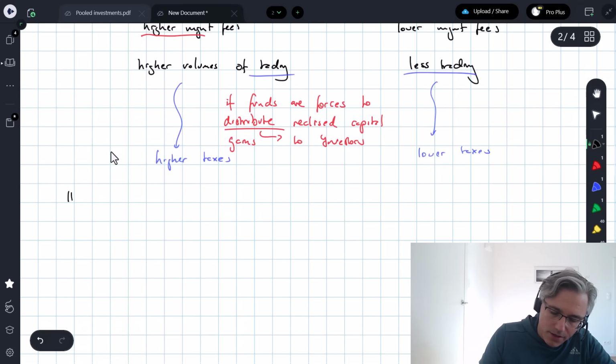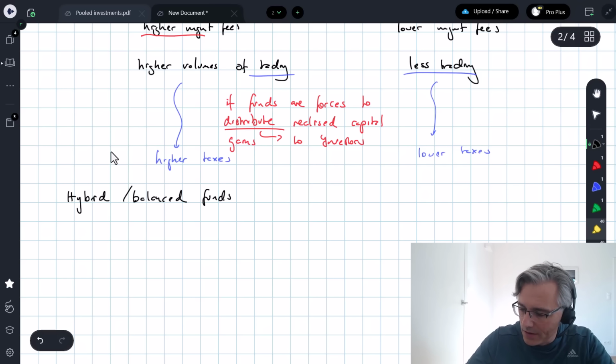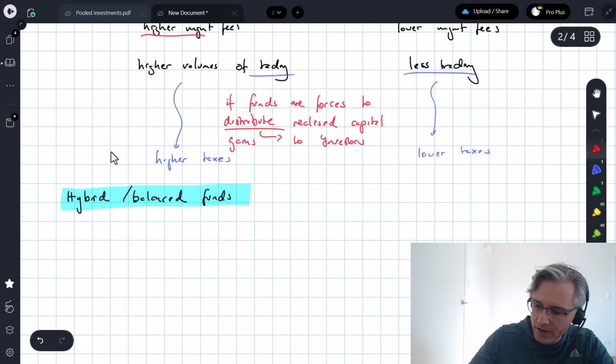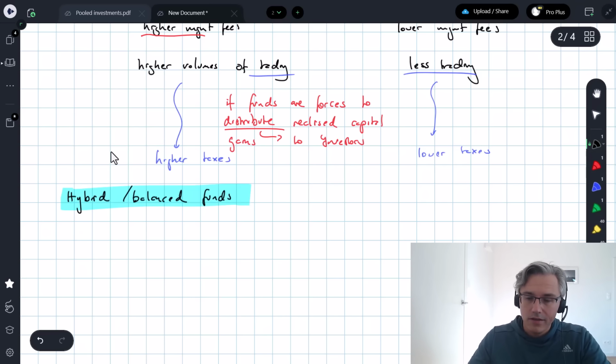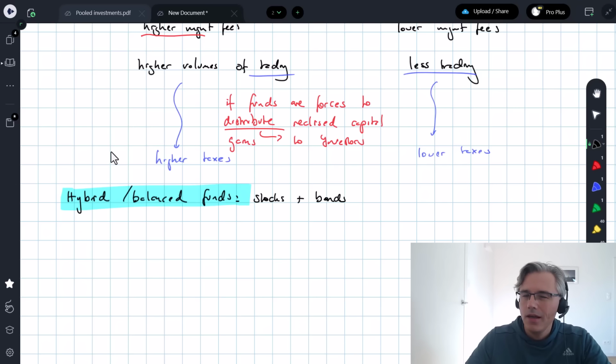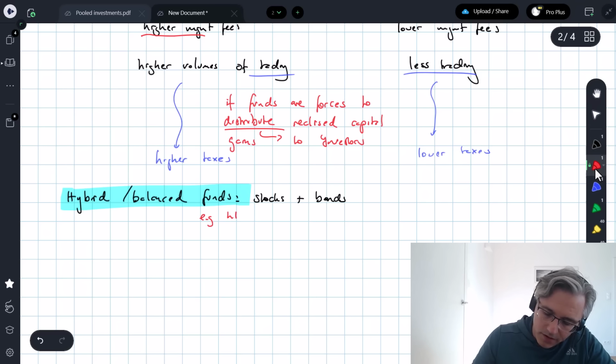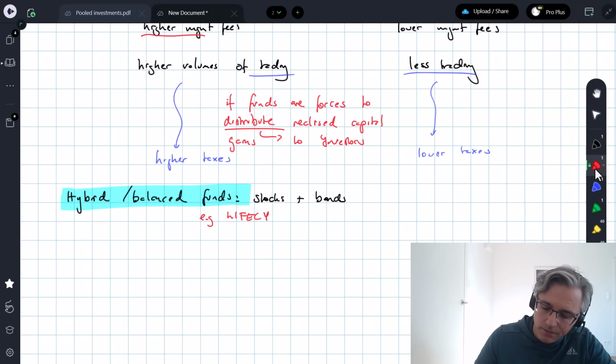And let's also mention that there are the so-called hybrid or balanced funds. These are the ones that invest in a mix of typically stocks and bonds. So they don't confine themselves to one security. Your book says that they are more popular in Europe than in the United States. And let's just mention one specific example of this, the so-called lifecycle funds.